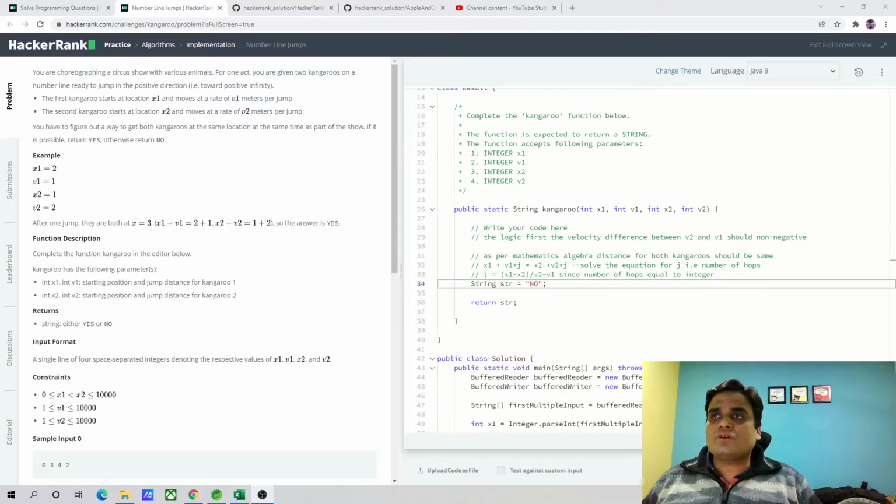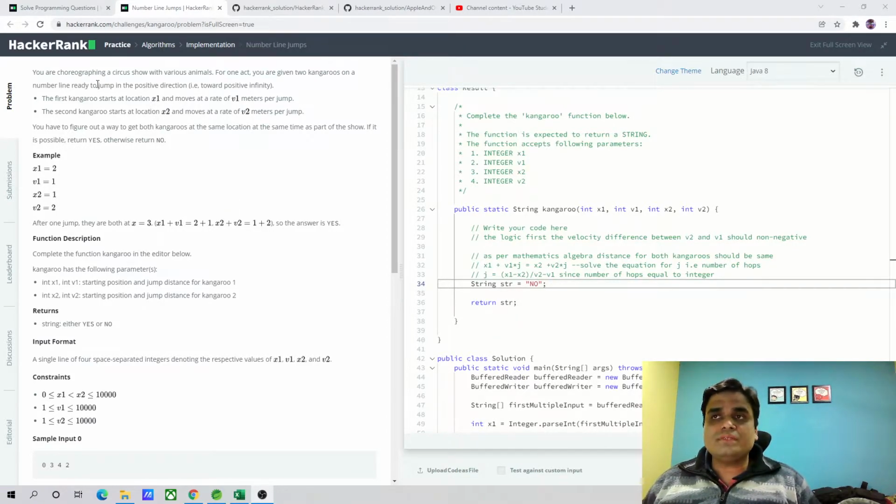I'm here again to solve another problem on HackerRank, which is known as Number Line Jumps. So this is an interesting problem, and it requires some algebraic knowledge, and you will see as I proceed ahead. So let me explain what the problem is.